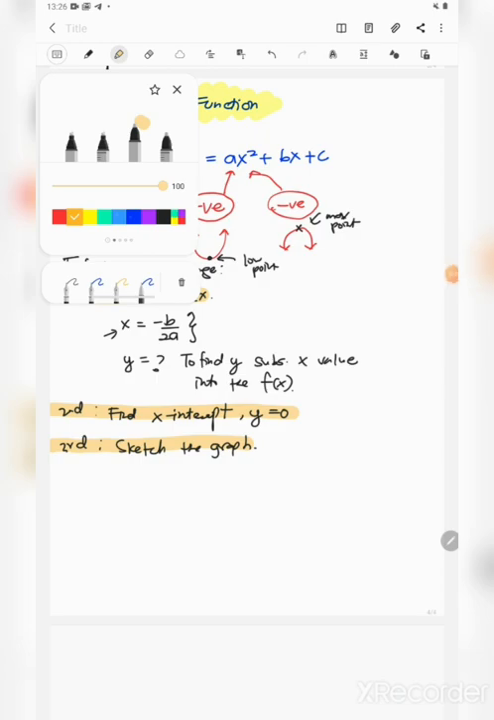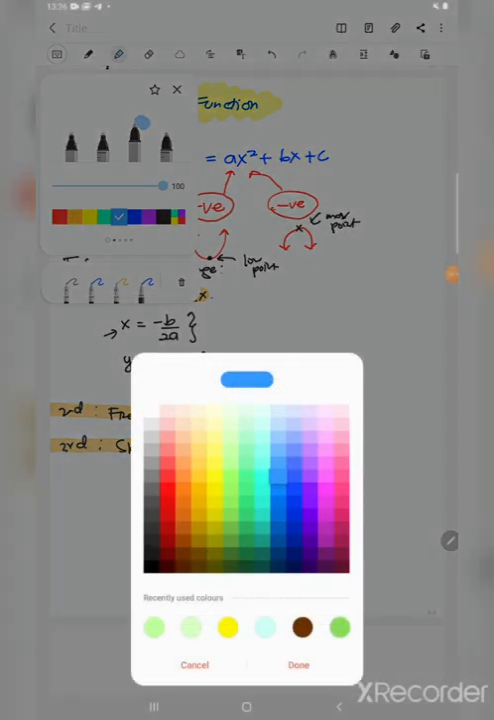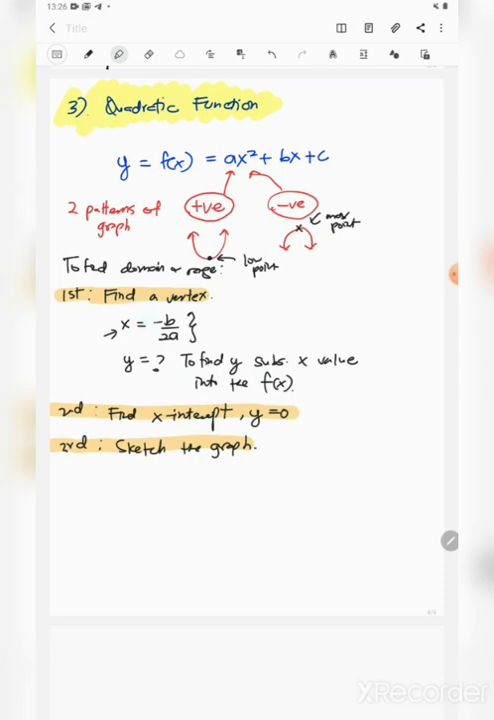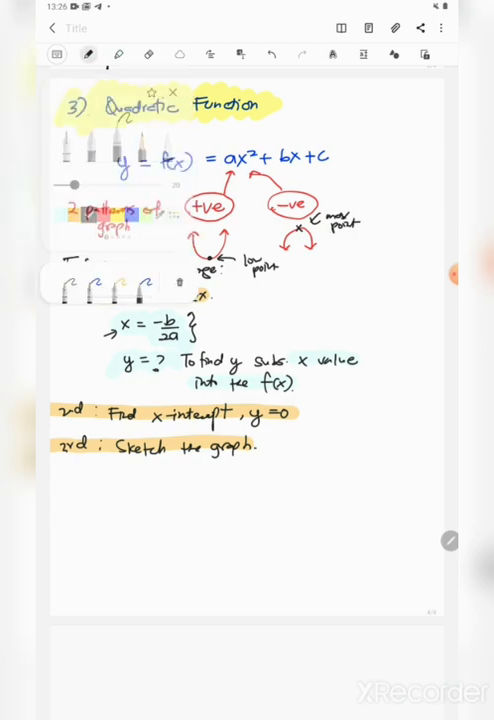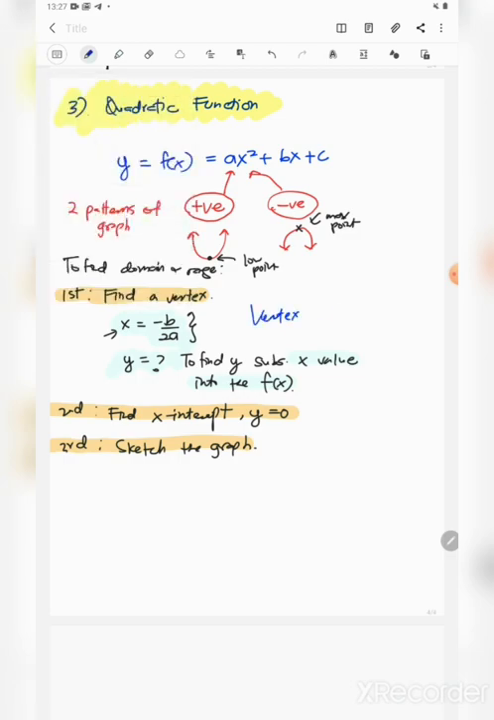Do not forget the formula for the vertex: x equals negative b divided by 2a. To find y, substitute the x value into the function and then you get the value of y. So the vertex means the coordinate at the lowest point or at the maximum point of the graph. The vertex must be in the form of a coordinate, meaning x coordinate, y coordinate. This is what we call the vertex.